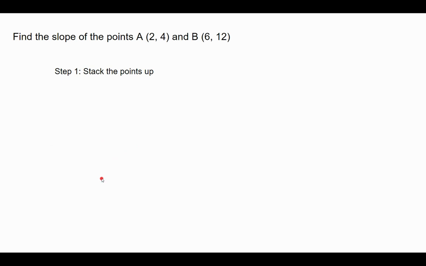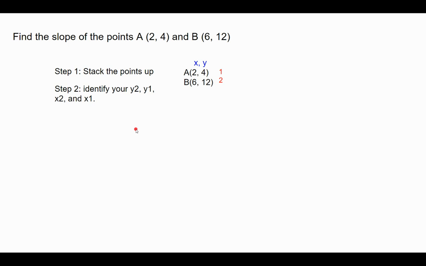The first example says to find the slope of point A (2, 4), B (6, 12). And in order to do that, step one is going to be to stack those points up. Now, what I mean by that is very simple. You're going to stack them up. The next thing we have to do is identify our y2, y1, x2, and x1 points. Now, if you remember, those are what are in our slope formula that we'll use here in a second. The way that we start identifying those is we put an x, a y, a 1, and a 2.